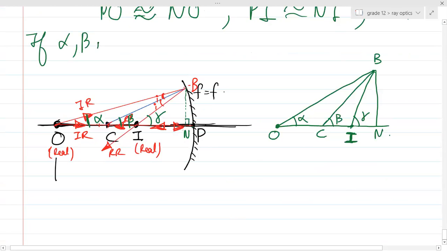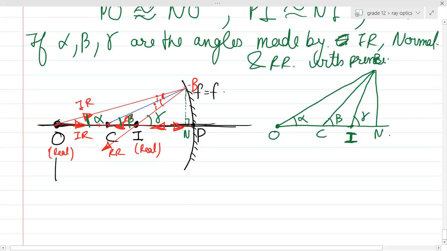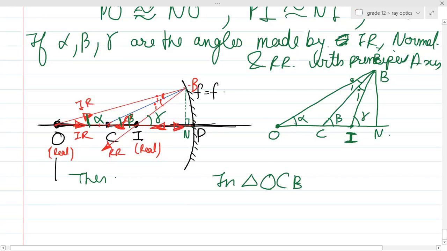So, if alpha, beta, and gamma are the angles made by the object, incident ray, normal and reflected ray with the principal axis, then can you see, guys, in this triangle, this angle were basically equal to the angle I. These angles were equal to I, right? So can you see in triangle OCB?